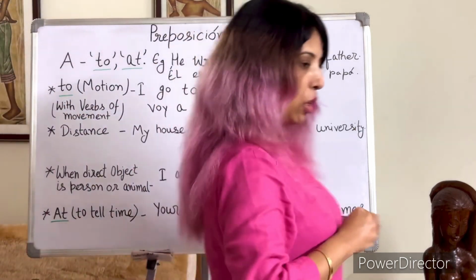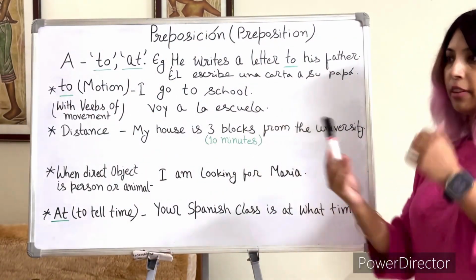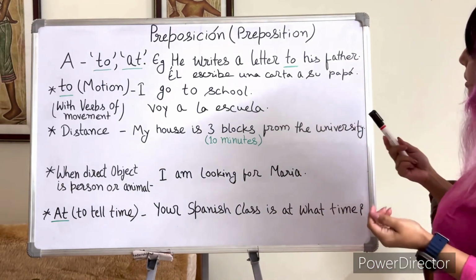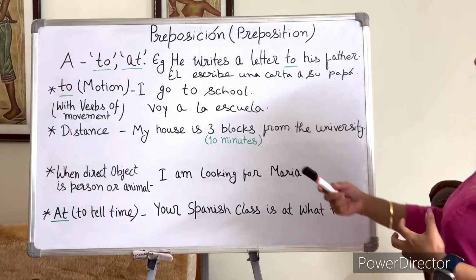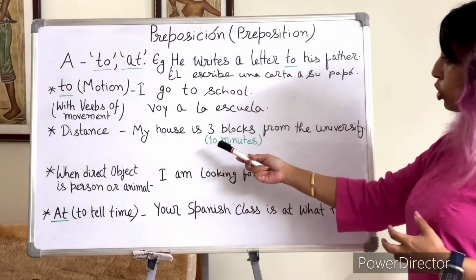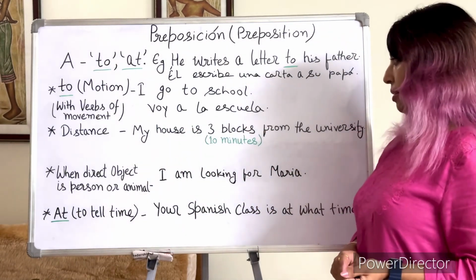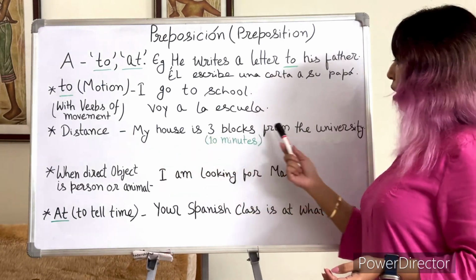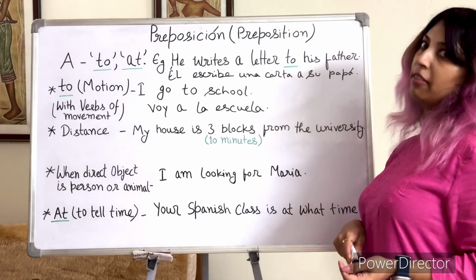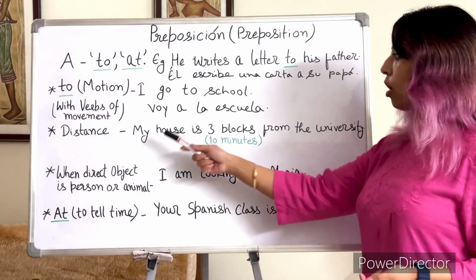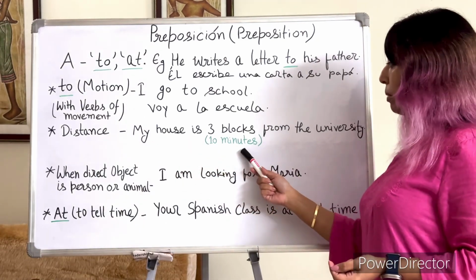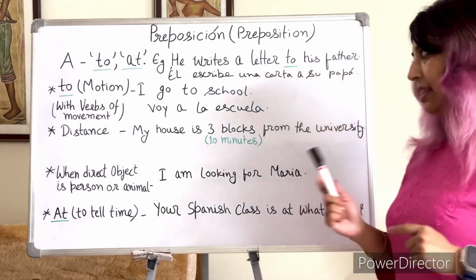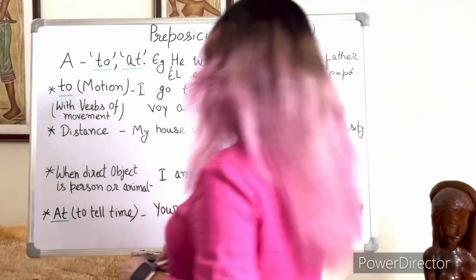Now, whenever you want to talk about distance in terms of physical measurement, or like in terms of time, when you talk about distance, you are supposed to use a preposition. For example, my house is 3 blocks from the university, or my house is 10 minutes from the university. So let's see how you are going to say it in Spanish language.